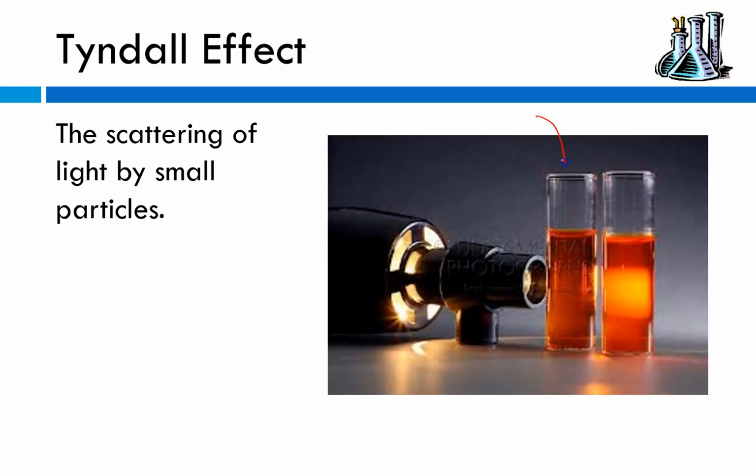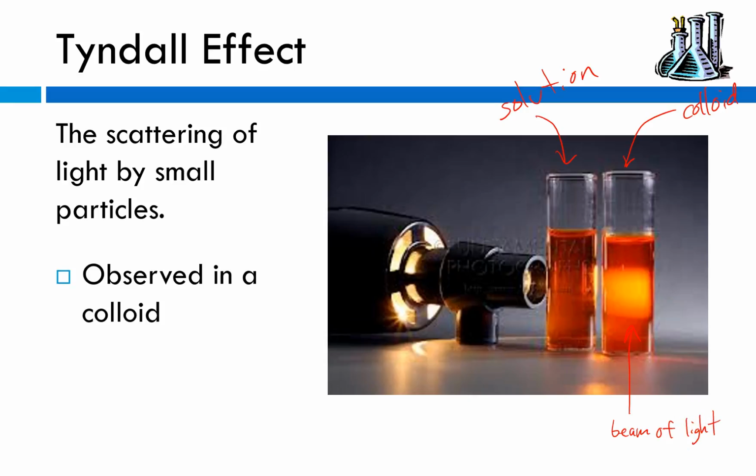In this picture, we've got two very similar looking test tubes full of mixtures. The one on the left is a solution. The one on the right is a colloid. As light is shone through both of these mixtures, in the solution you don't see anything, but in the colloid you see a beam of light. That is because the particles in a colloid are large enough that the light is able to bounce off of them. So we observe the Tyndall effect in a colloid. We do not observe it in a solution.